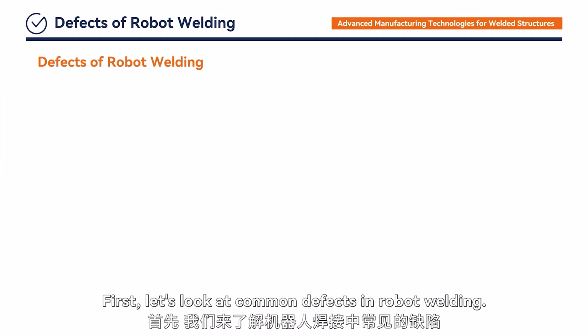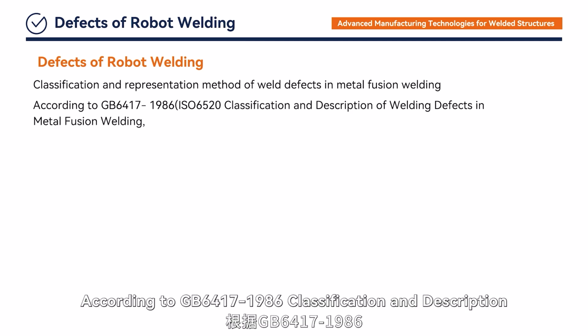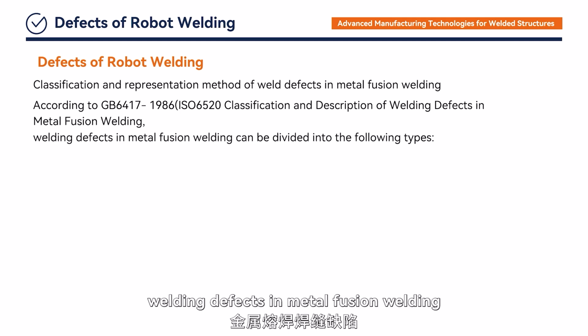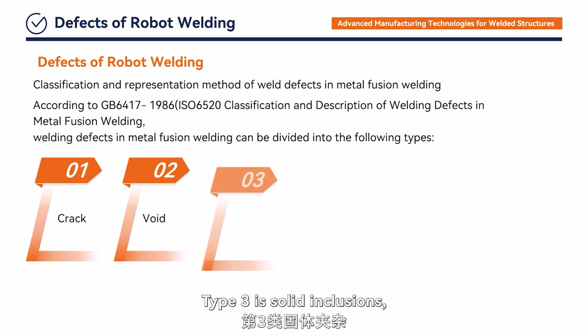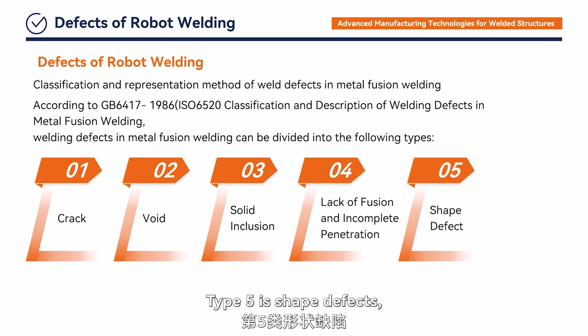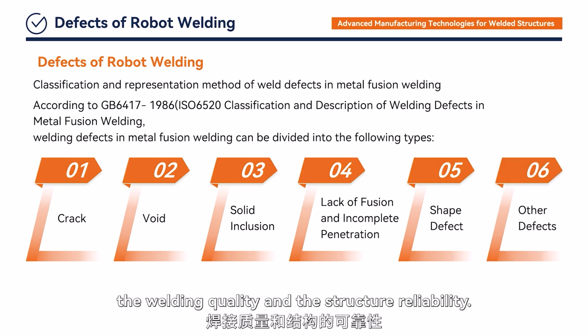First, let's look at common defects in robot welding. According to GB 6417-1986, Classification and Description of Welding Defects in Metal Fusion Welding, welding defects in metal fusion welding can be divided into the following types. Type 1 is cracks, Type 2 is voids, Type 3 is solid inclusions, Type 4 is lack of fusion and incomplete penetration, Type 5 is shape defects, and Type 6 is other defects. These defects will directly affect the welding quality and the structure reliability.